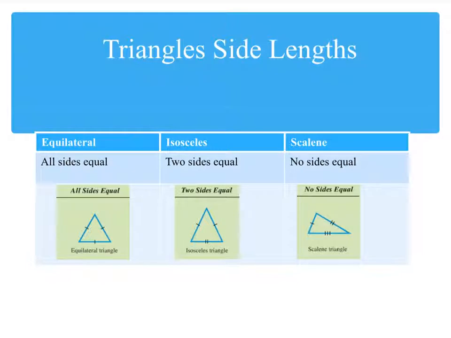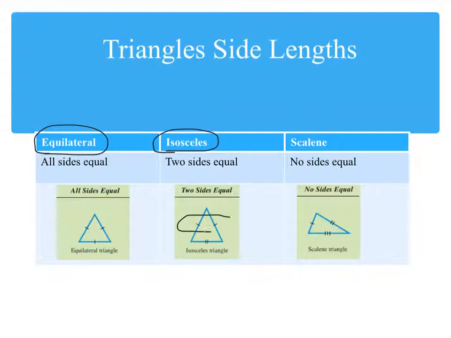Also, we can categorize triangles based on their side lengths. So to do that, we've got three categories. We've got equilateral triangles, and you can see the word equal basically within that, and that's when all side lengths are equal. We have an isosceles triangle, and that's when there are two sides that are equal. So you can see that marked here.